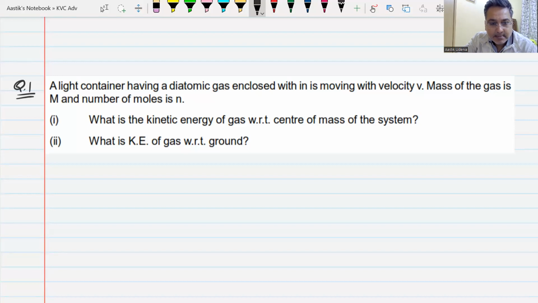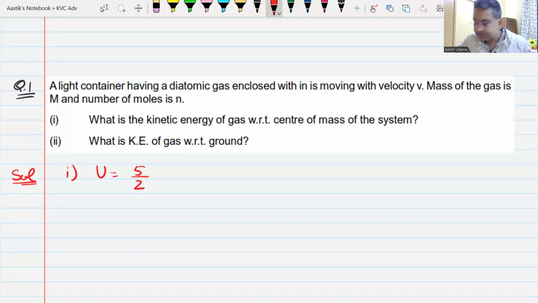Kinetic energy with respect to center of mass is 3 by 2 n into Avogadro number by mass into V square. Kinetic energy with respect to the center of mass of the system is 5 by 2 nRT. Number of degrees of freedom is 5: 3 translational, 2 rotational. It's also rotating. N is the number of moles, R is the universal gas constant, and T is the temperature.